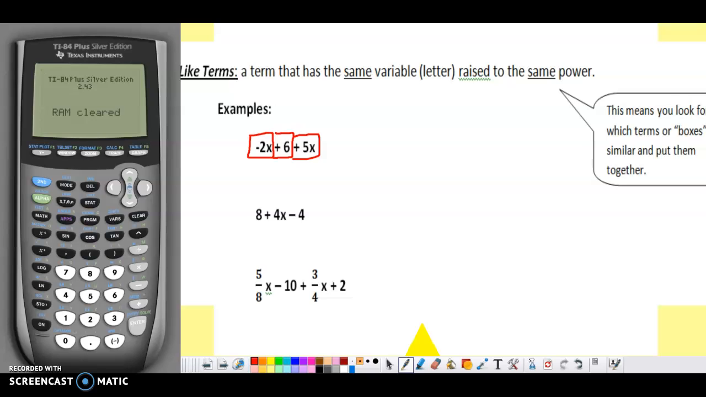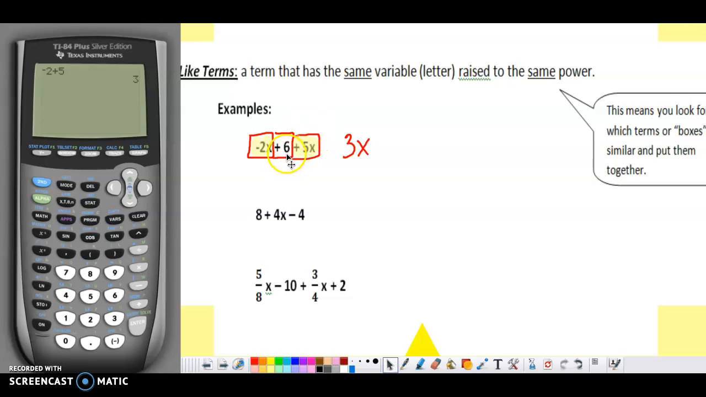Then again, we look for boxes that have the same or similar terms. Hopefully you notice that I see 2 boxes that contain an x variable. I have this box right here, negative 2x, and a positive 5x. I can put those 2 together. So how many x's do I really have? Well, we look at the coefficients. We'd say negative 2 plus 5, and I get an answer of a positive 3. So I have 3 x's.